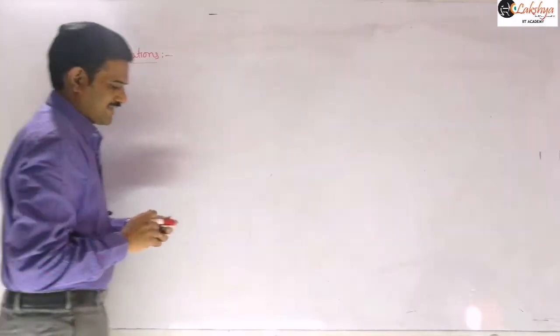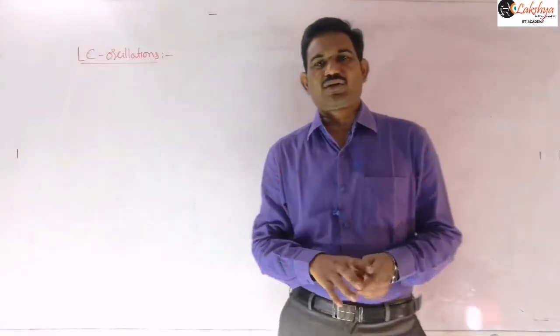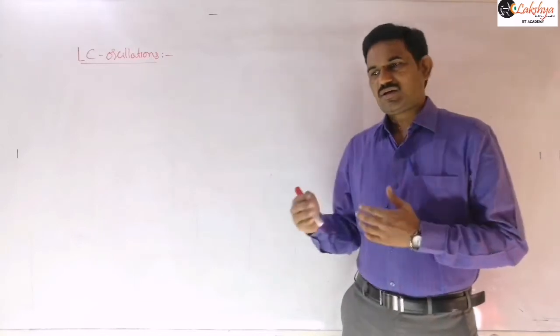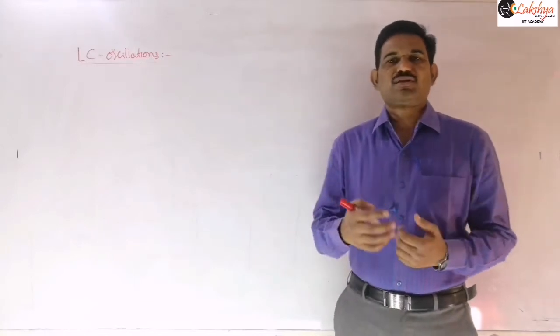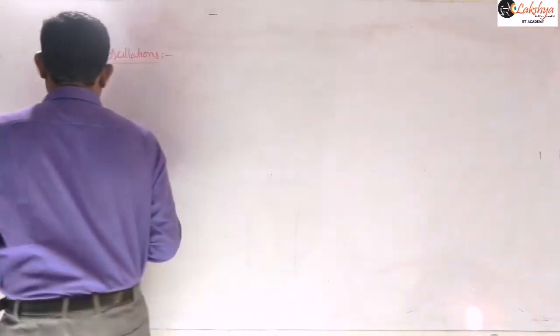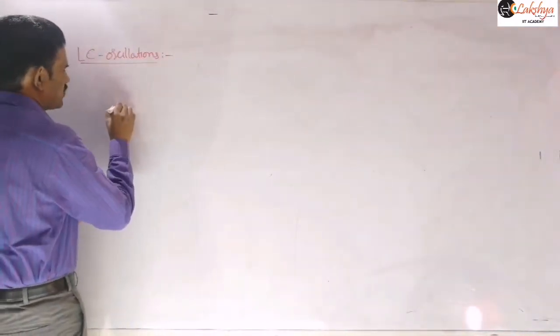LC oscillations: when only an inductor and a capacitor are connected in series, then oscillations of the charge will take place. Now let us see that circuit diagram and what will happen then.